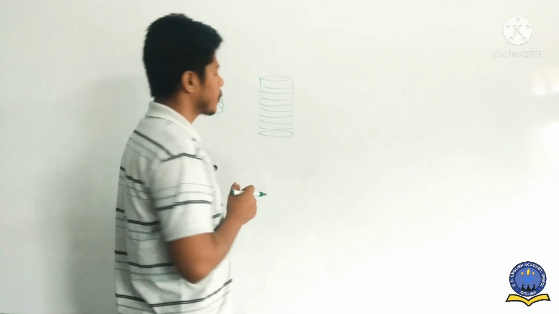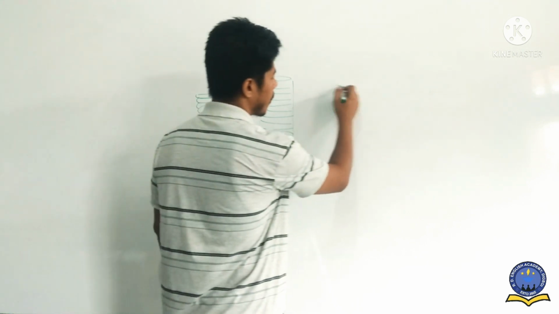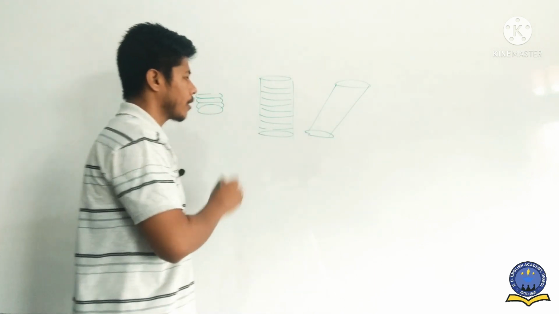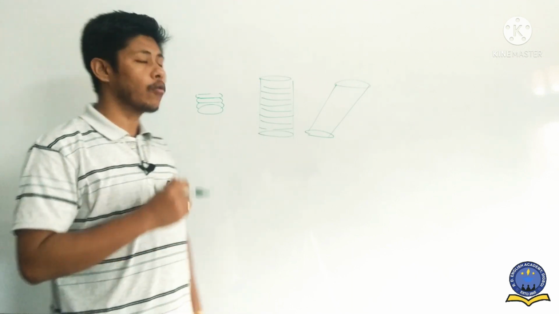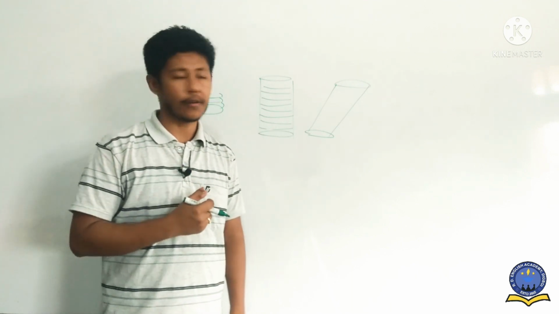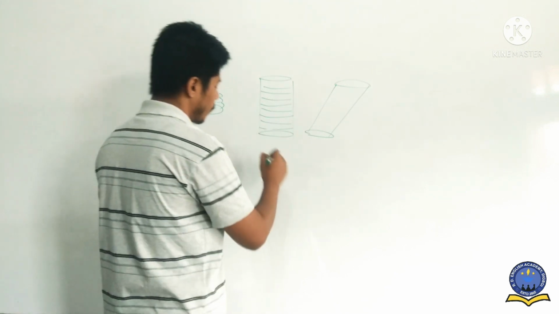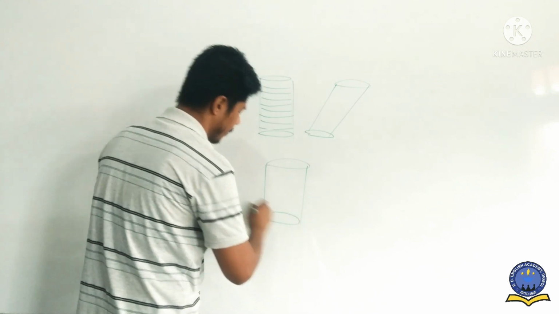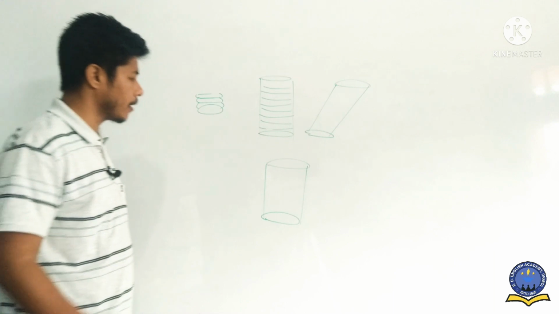Is it clear? We get different types of cylinders. Sometimes the cylinder we get looks like this also. This one is also known as a cylinder. Here we deal with only the right circular cylinder. So how can we identify which one is the right circular cylinder? When we take a cylinder, this one is the cylinder we consider here.